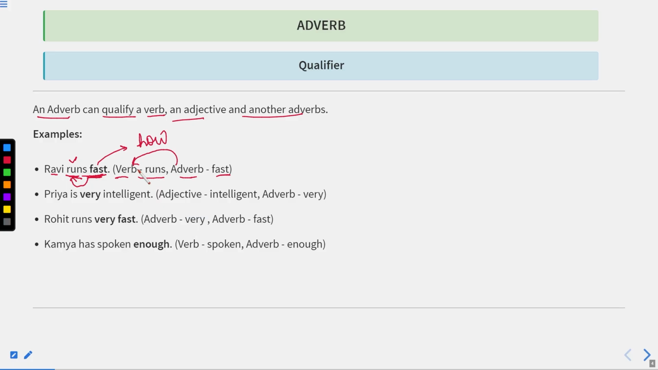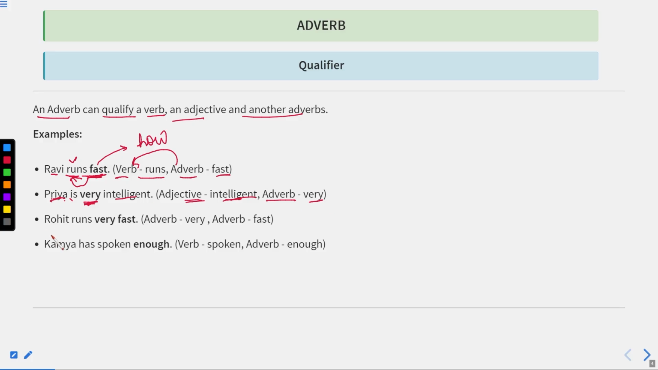Okay. Now let us move to the next sentence. Priya is very intelligent. You can see the word intelligent is an adjective, and it is qualified by the word very, because we are saying she is very intelligent. We can also say Priya is intelligent, which is a simple sentence, because intelligent qualifies the word Priya, and Priya is a noun. So intelligent is used for Priya, whereas very is used for intelligent. How much intelligent? Very intelligent. So very is an adverb, whereas intelligent is an adjective.